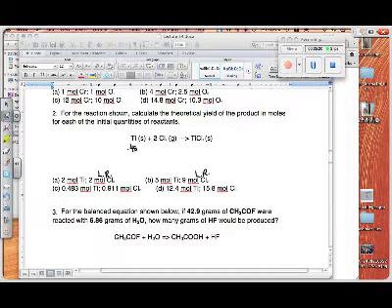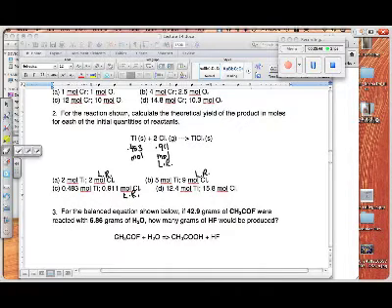0.483. This is more like the kind of numbers you're going to get in a problem. 0.911. 0.483 divided by 1 is a larger number than 0.911 divided by 2. This is going to be like 0.45 something. So this is again my limiting reactant.